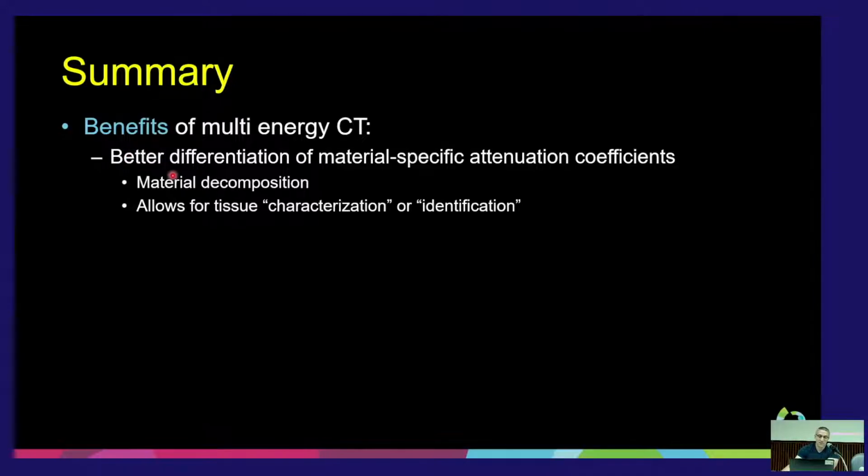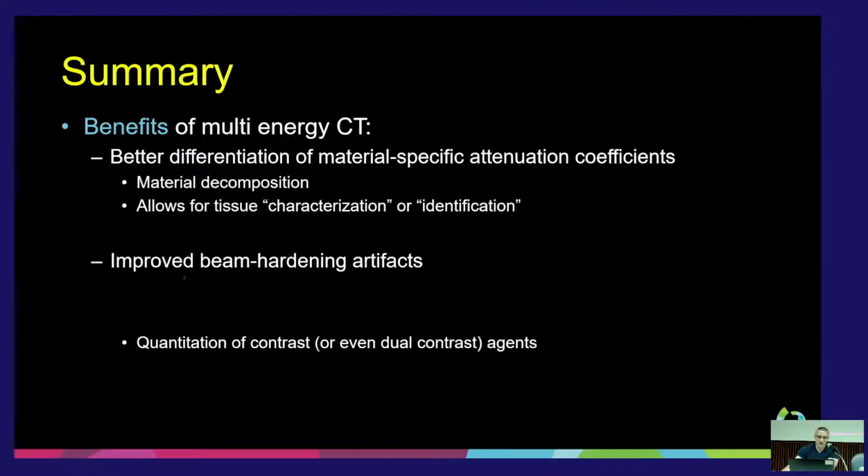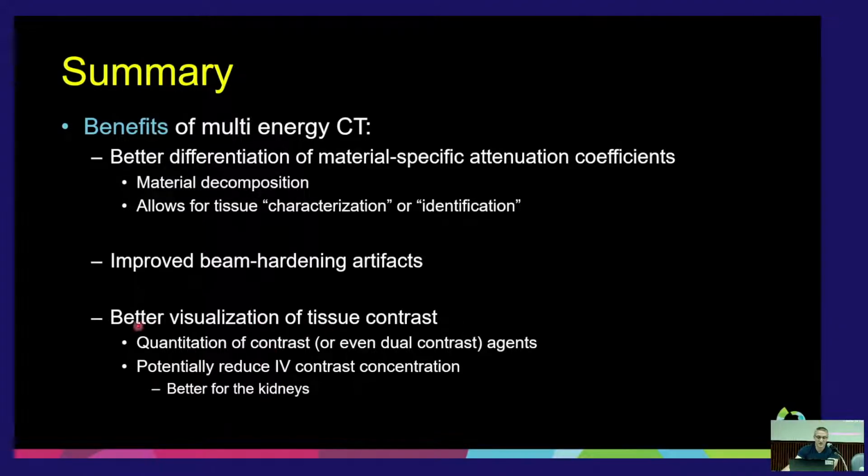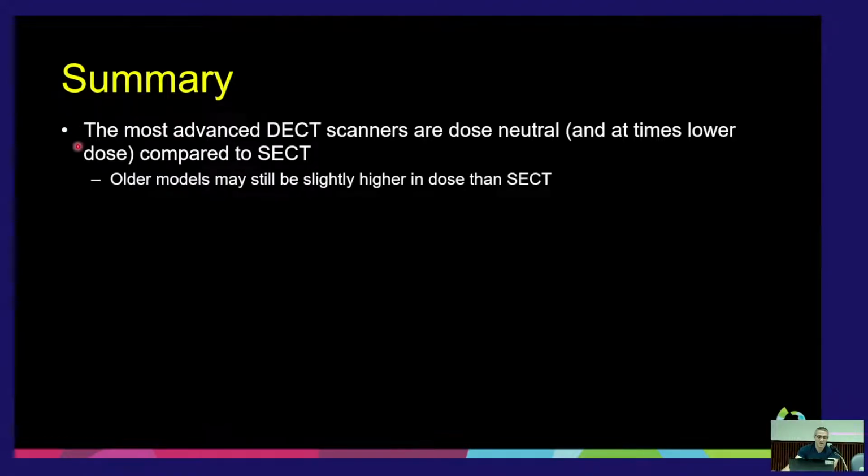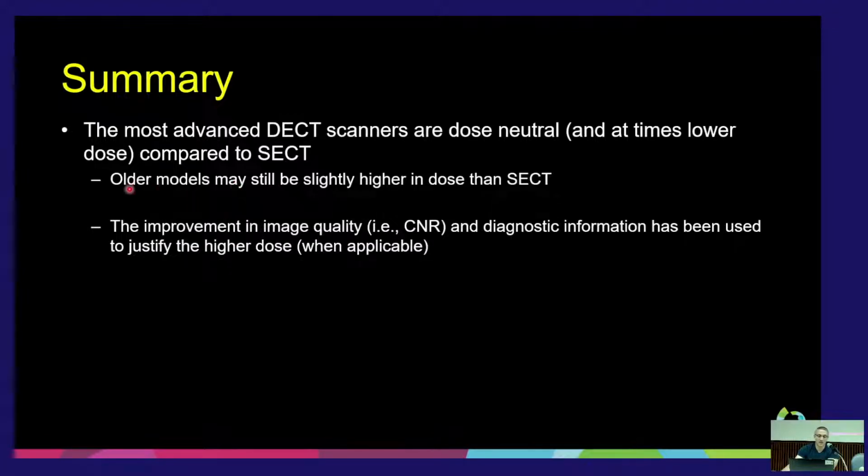So some of the benefits of multi-energy CT: better differentiation and material separation, I already said that. Improved beam hardening, of course. Better visualization of tissue contrast. Most advanced dual energy CT scanners are largely dose neutral. Some of them might even be lower dose than single energy CT. That just depends on the protocols you set up and how you do it. Obviously, older models will be higher dose than the dual energy system.